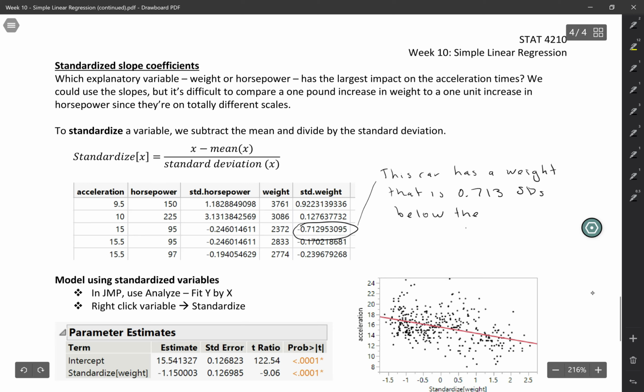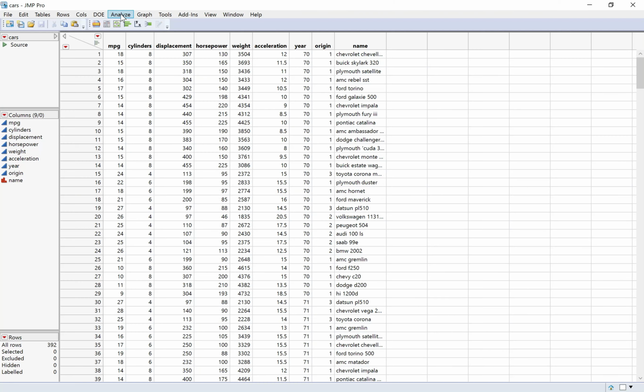So if you think about z-scores from your intro stat class, that's basically what we're doing here. We're calculating z-scores for every single value in our data set and then using that as the explanatory variable instead of the regular unstandardized horsepower or weight. So let's do this in JMP.